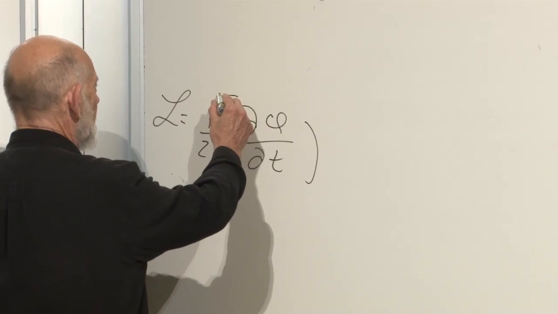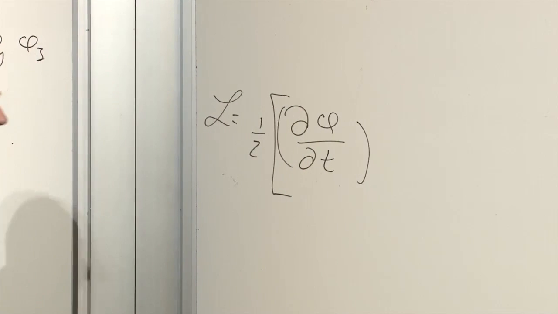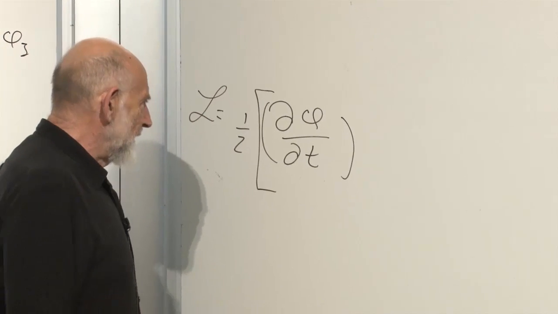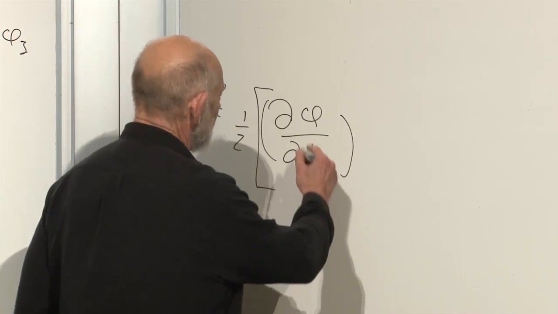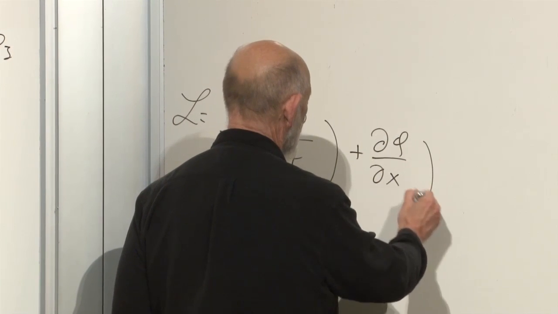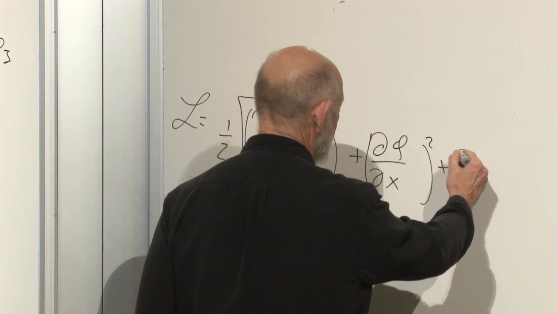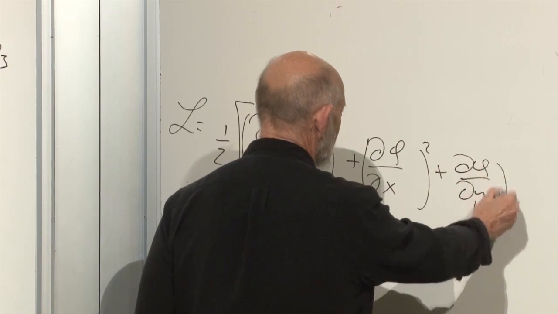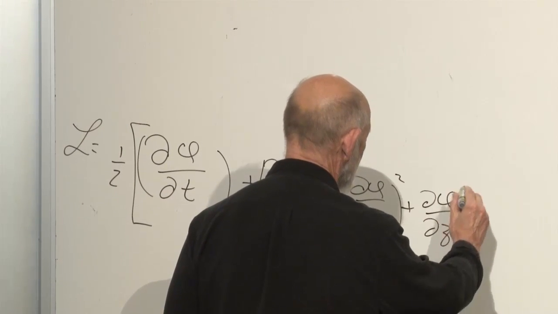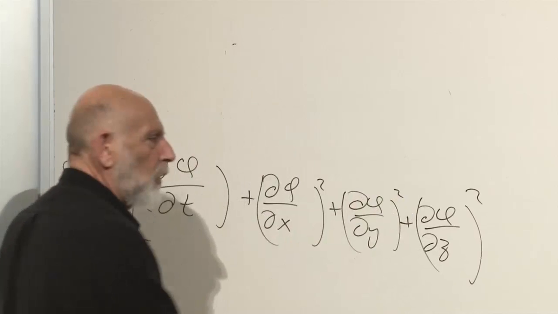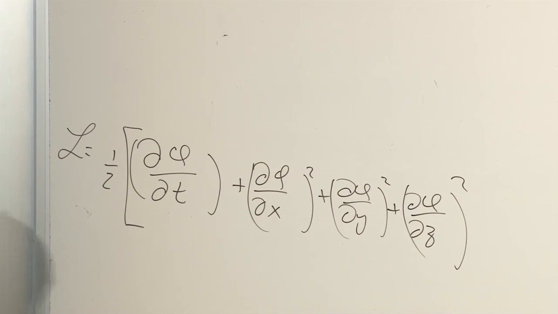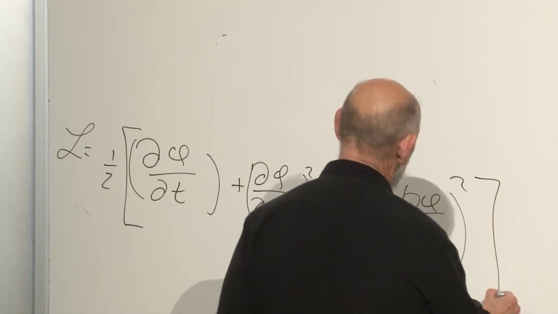But we don't expect it to only depend on time derivatives. We also expect it to depend on the space derivatives. So a simple possibility would be d phi by dt squared plus d phi by dx squared plus d phi by dy squared plus d phi by dz squared. I'm going to stop writing out all x, y's, and z's in a little while, and that's something we could write down.